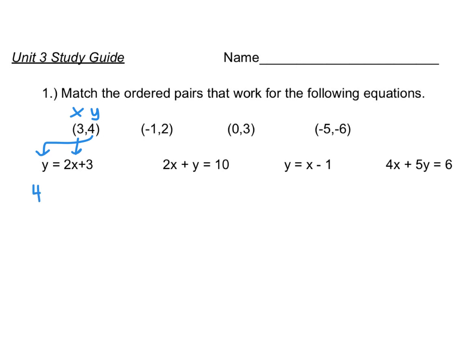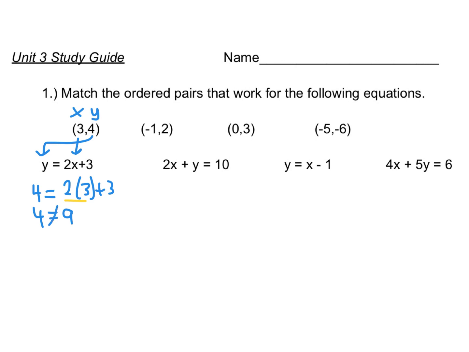Okay, so we're going to put our 4 here. And then this means 2 times 3 plus 3. Well, 2 times 3 is 6, and 6 plus 3 is 9. And so I know this one's not going to work because 4 does not equal 9. So that one doesn't work.